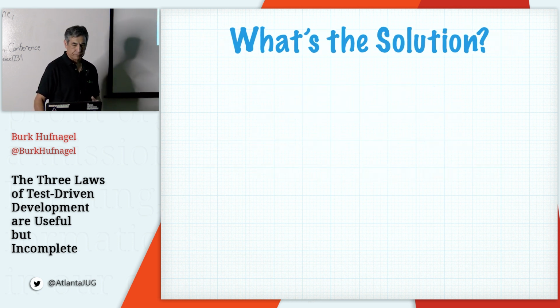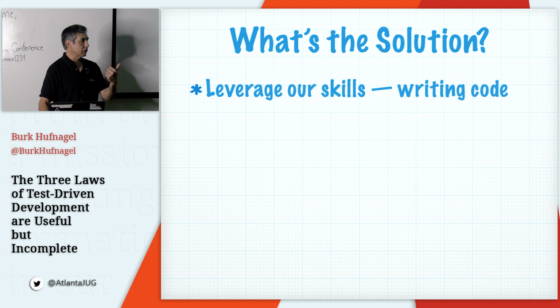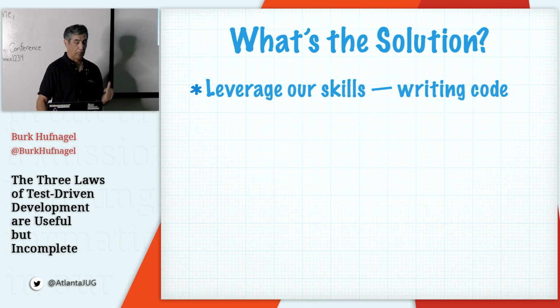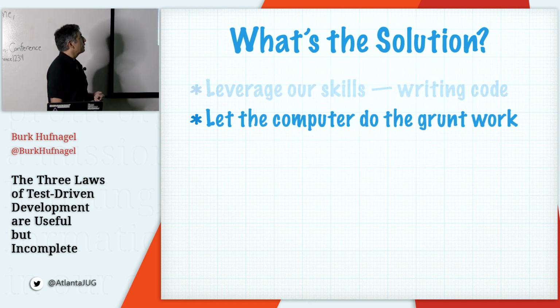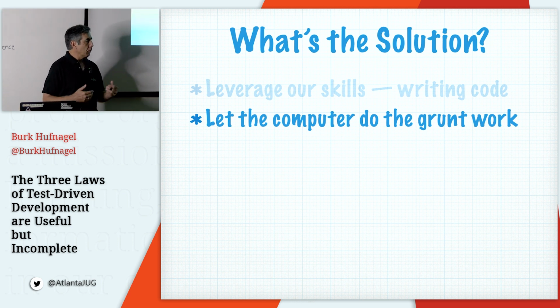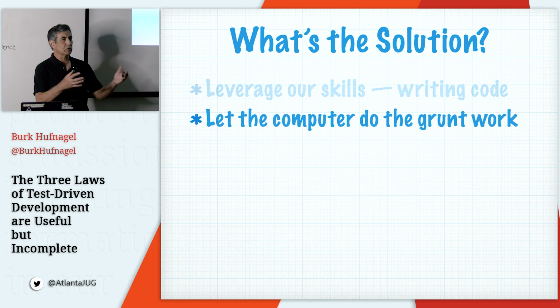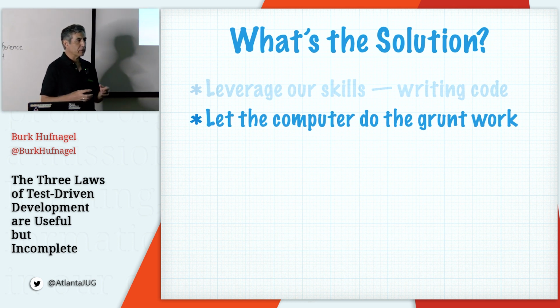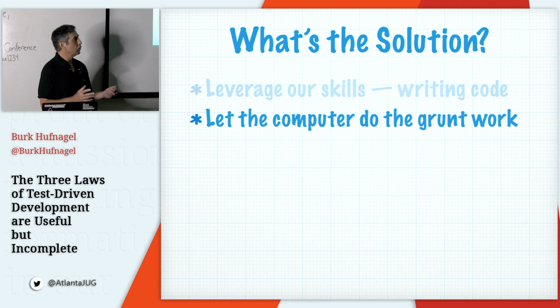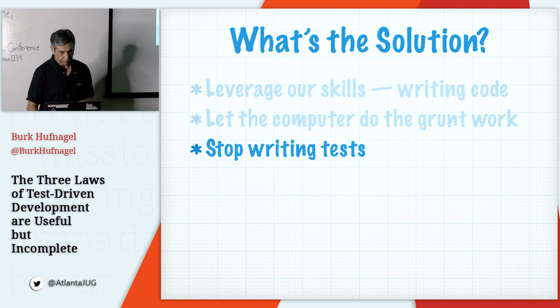So the solution. We want to leverage our skills, right? We're good at writing code. We should do more of that. Test-driven development says write more code. I like it. Let the computer do the grunt work. That's another thing, right? Most of what we do is automating other people's manual tasks, right? Particularly if they're detail-oriented and repetitive tasks. And that really describes most manual testing. It's detail-oriented and manual, and it's slow, and, you know, let the computer do all that stuff.